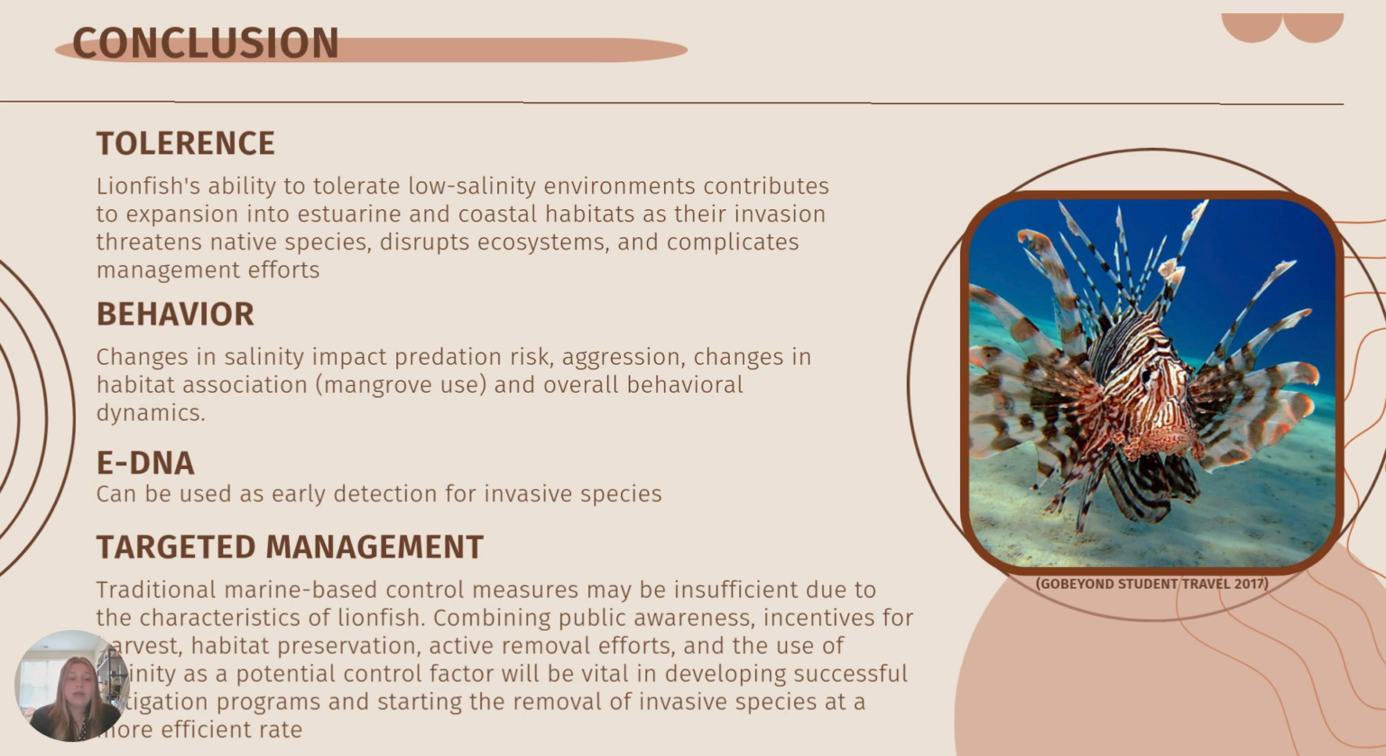But overall, there needs to be a targeted management system specific for these species, as traditional marine-based control measures may be insufficient due to the characteristics of the lionfish, as they reproduce extremely quickly, they eat about anything, and they have no natural predators. But combining public awareness, incentives for harvest, habitat preservation, active removal efforts, and the use of salinity as a potential control factor will be vital in developing successful mitigation programs and starting the removal of invasive species at a more efficient rate, especially now that they're being seen in estuaries and other coastal ecosystems with really vulnerable species and habitats.